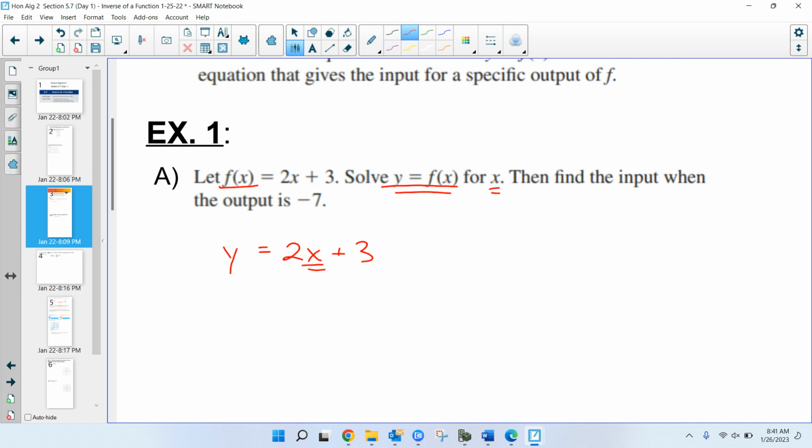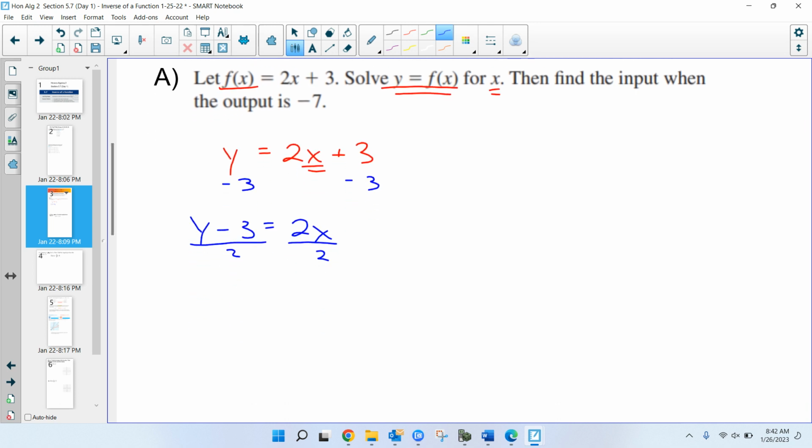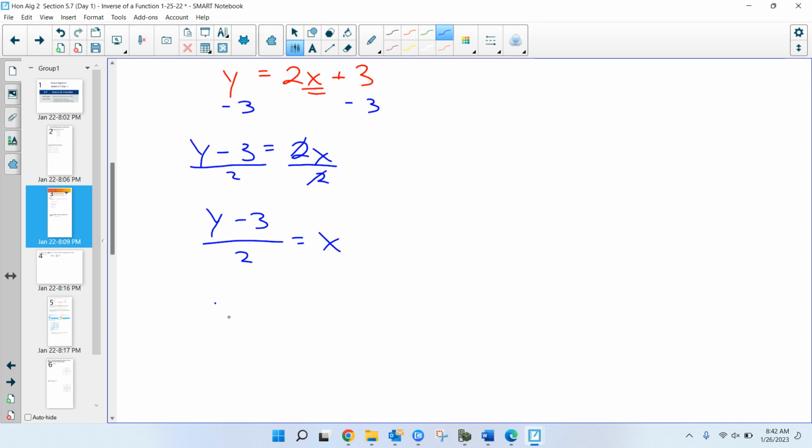What do I do first to both sides? Subtract 3. So we get y minus 3 equals 2x. What's my last step to get x by itself? Divide by 2, both sides. And then I'm going to swap it around. Most people like to write the solved variable on the left side.